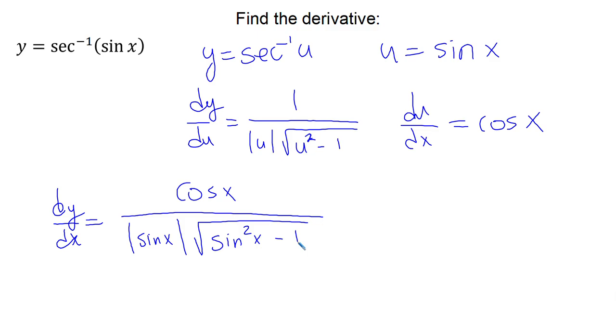And so you might be tempted to try and turn the sine squared x minus 1 into a cosine squared x, but it's actually negative cosine squared x, which if we try to do that, we can see that we're going to have a little bit of an issue here. So we're just going to leave our answer just like this. This is fine.